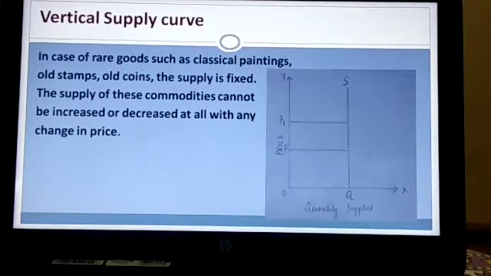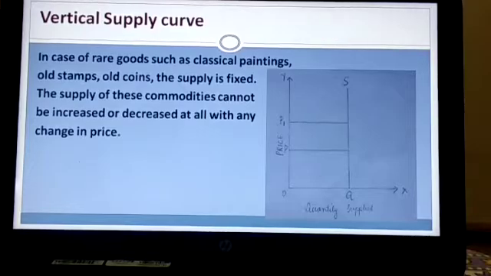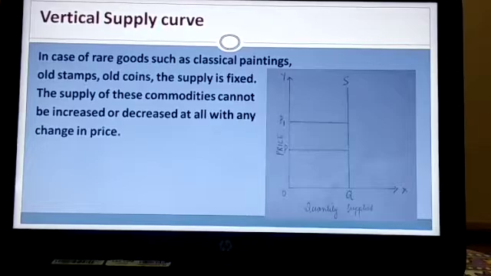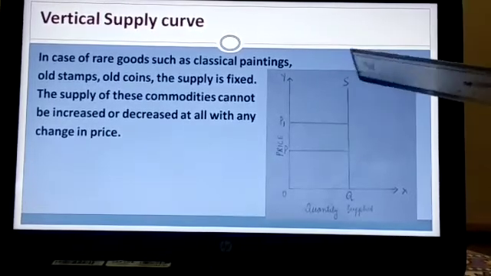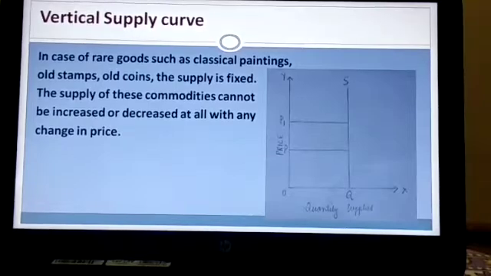Some classical paintings made years ago, the Mona Lisa painting or any old coin or old stamp, are not available now. So the supply is fixed. The supply of these commodities cannot be increased or decreased even when the price changes. So this is the supply curve. It's a vertical supply curve. What does it mean? How to make the curve?